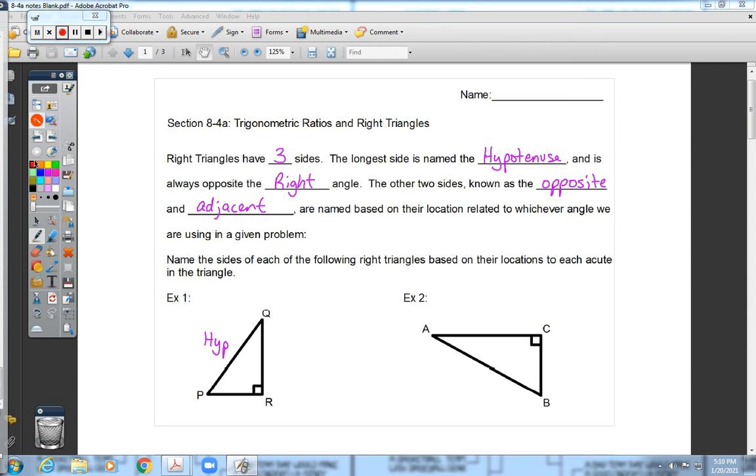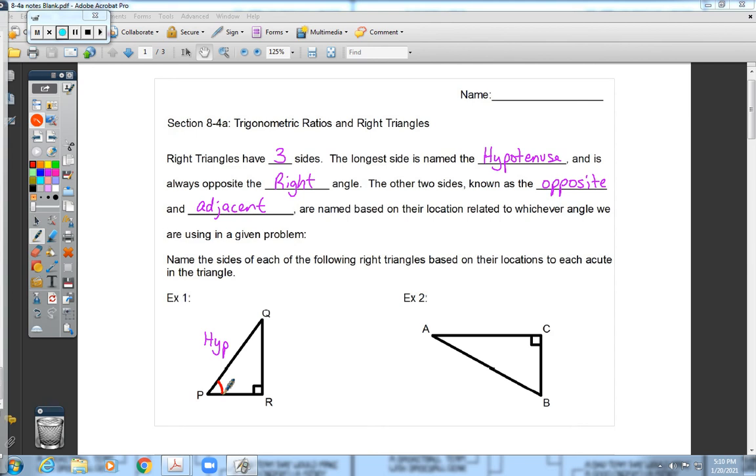Once we've named the hypotenuse, we choose one of the acute angles, and that is a key. We're naming the triangles based on the acute angles. So we go in here and we find one of those 2 acute angles. In this case, we're going to do angle P as one of the 2 acute angles. I'm doing this in red. I'm going to name these 2 sides.